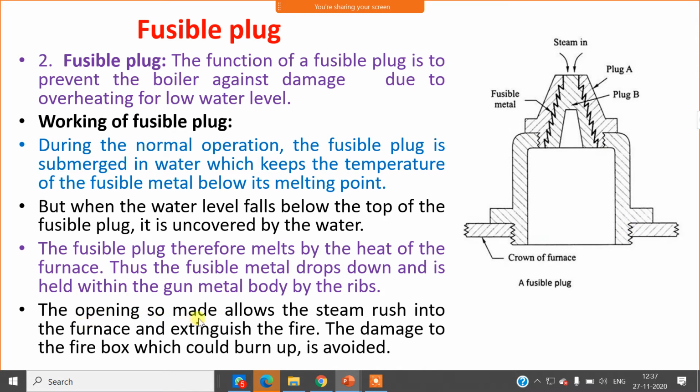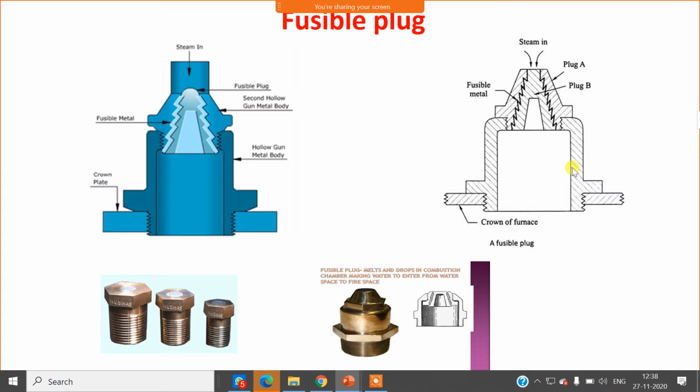The opening so made allows the steam to rush into the furnace and extinguish the fire. The opening created in the fusible plug allows the water and steam to enter and extinguish the fire. The damage to the firebox, which could burn up, is avoided. Due to overheating, the damage to the boiler can be avoided with the help of the fusible plug.